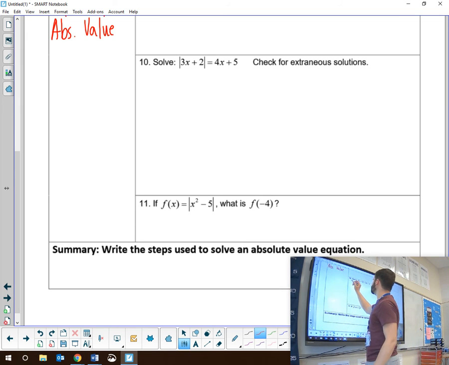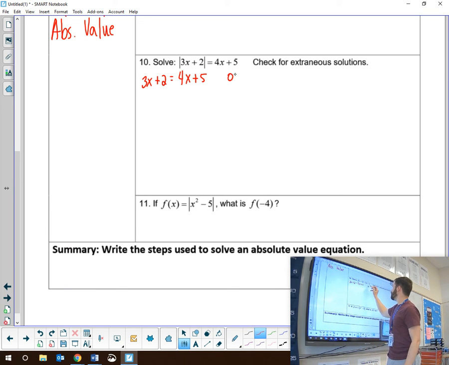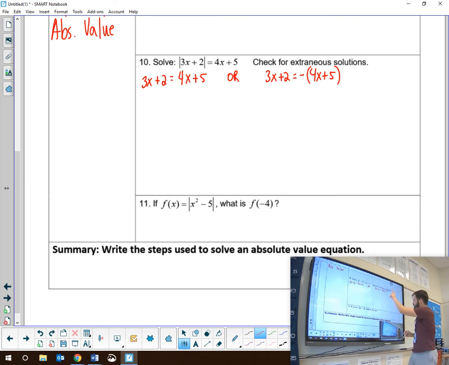And we're going to split this up into 3x plus 2 equals positive 4x plus 5, or 3x plus 2 equals negative 4x plus 5. Now you'll notice something over here. I put a parentheses because it isn't 4x that's negative, it's this whole side that's negative. So we had to put a parentheses to remind myself that that negative applies to that whole side, so I have to distribute that negative before we can solve.